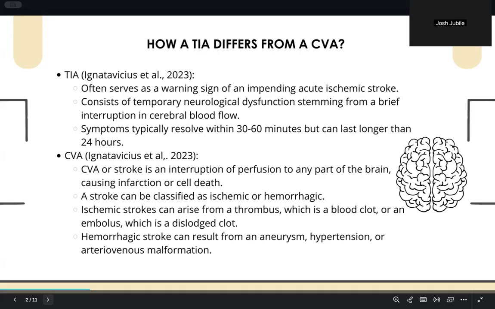Now, a CVA or a stroke, on the other hand, is an interruption of perfusion to any part of the brain that can cause cell death in parts of the brain. Now, a stroke can be broken down into ischemic or hemorrhagic type of stroke. Ischemic strokes arise from a thrombus, which is a blood clot, or an embolus, which is a dislodged blood clot. Now, hemorrhagic strokes can result from an aneurysm, hypertension, or an arteriovenous malformation.